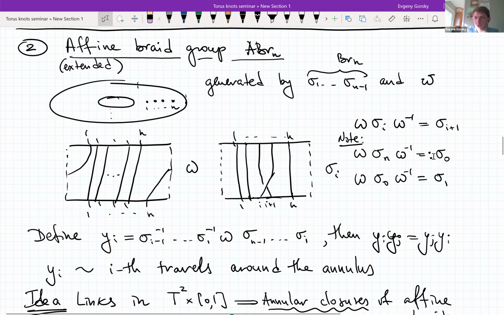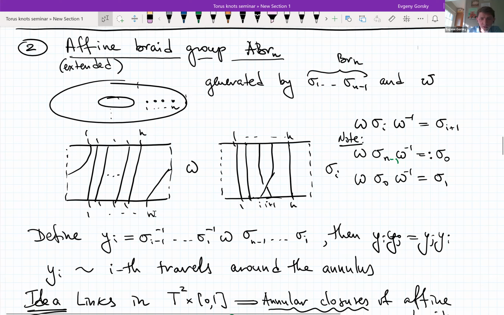So in particular, you can define an element sigma 0 by omega sigma n omega inverse. And then you have another element sigma 1. If you do this operation one more time, you get omega sigma 0 omega inverse, you get back sigma 1. So somehow you can get from sigma n minus 1 or sigma n to sigma 1 in 2 steps. This is n minus 1.